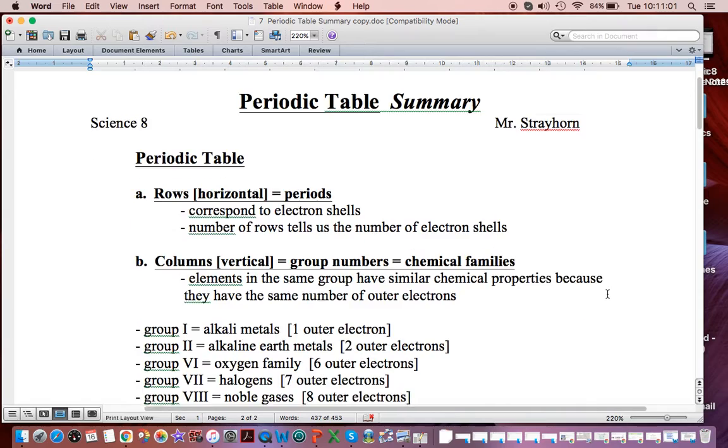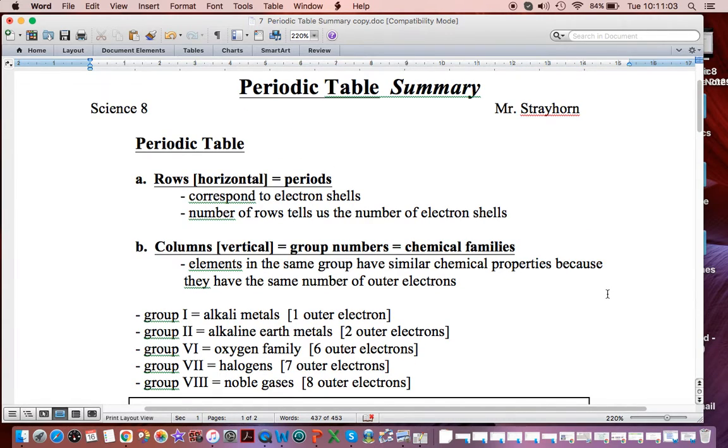So that's a recap of the periodic table. The previous video was a recap of the atom. Knowing those things is going to help you this year and in the coming years as you explore chemistry.